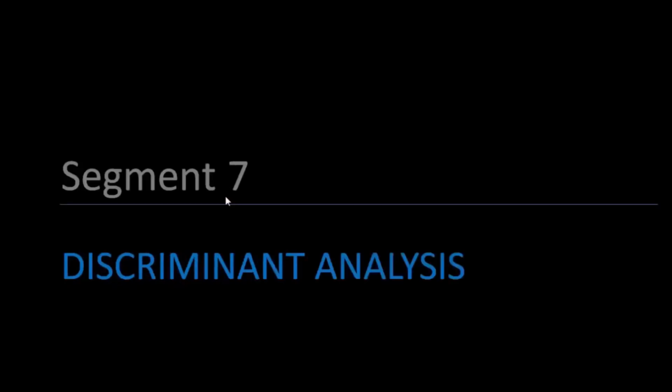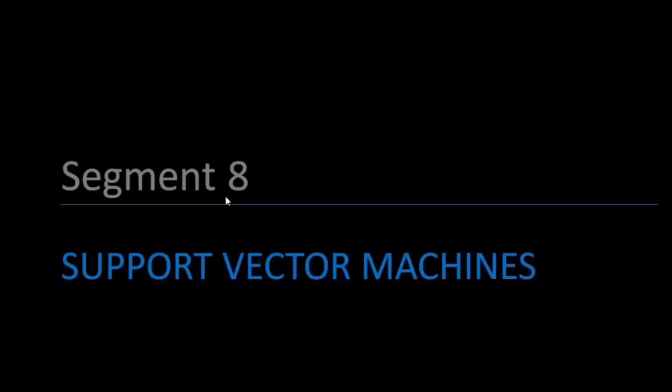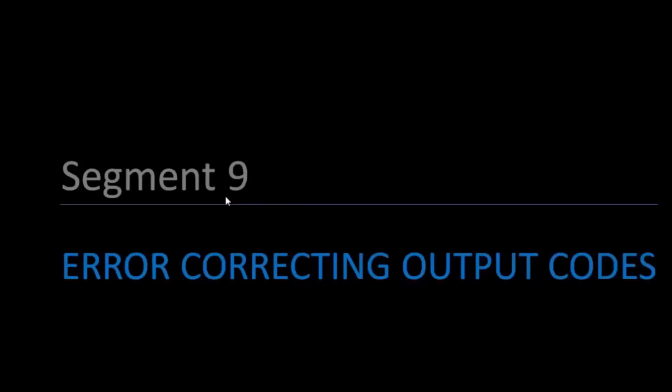In section 7, we will be looking at another popular algorithm for classification, that is discriminant analysis. In section 8, we will be looking at support vector machines. Similarly, in section 9, we will be looking at error correcting output codes. In section 10, we will be looking at how we can combine different classification algorithms and build a super classification algorithm, and this technique is called ensembles.